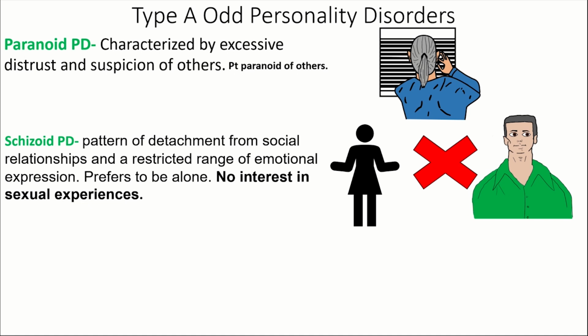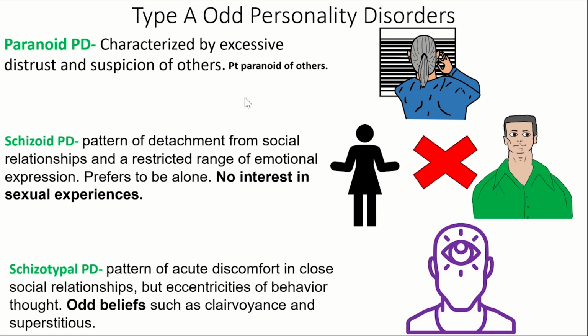Now, schizoid personality disorder is characterized by a pattern of detachment from social relationships and a restricted range of emotional expression. They prefer to be alone and they have no interest in sexual experiences. That is schizoid personality disorder. Prefer to be alone, restricted range of emotion, and no interest in sexual experiences. So we have this fella here not even paying attention to this woman trying to get his attention.